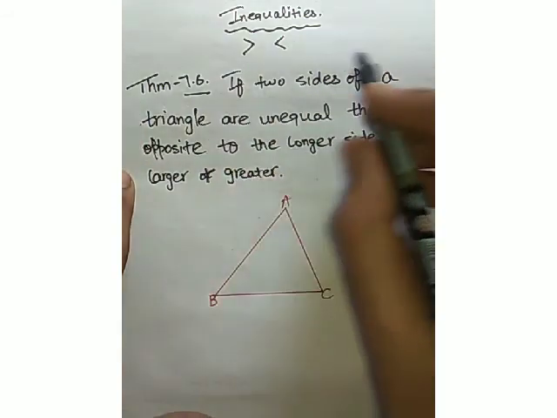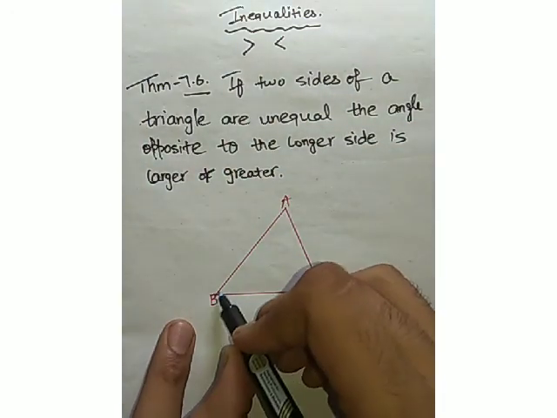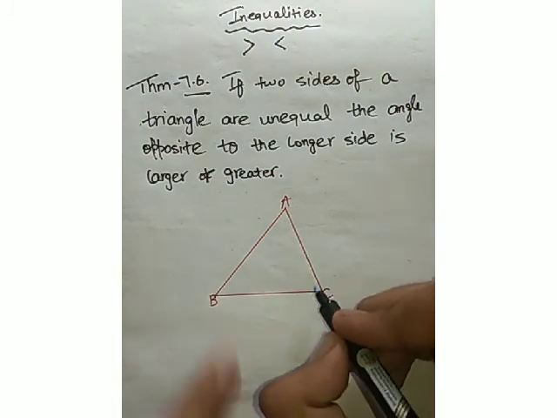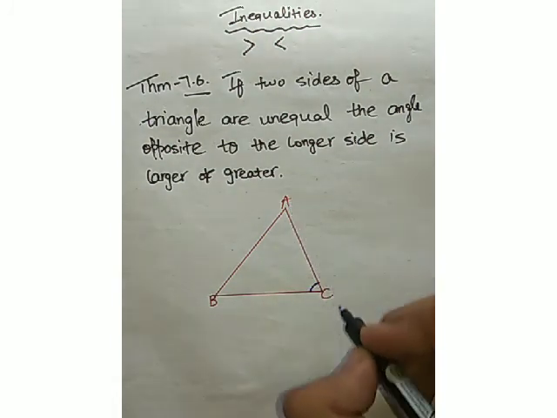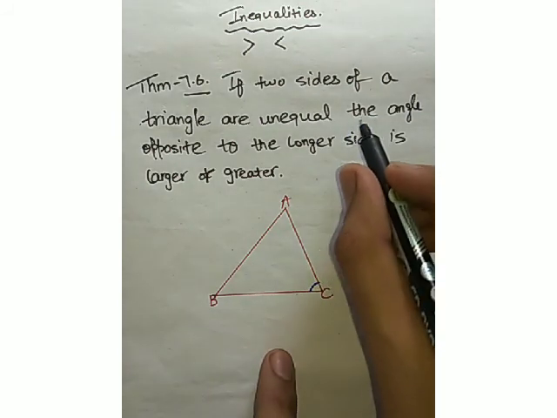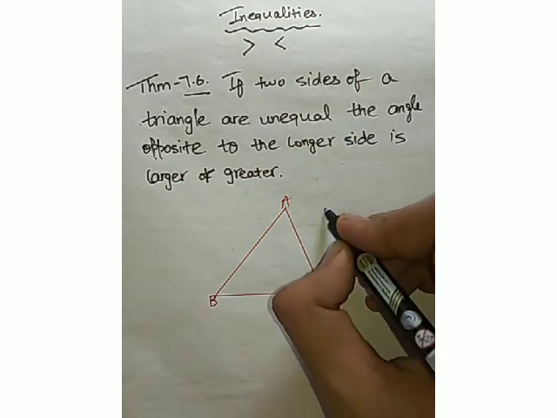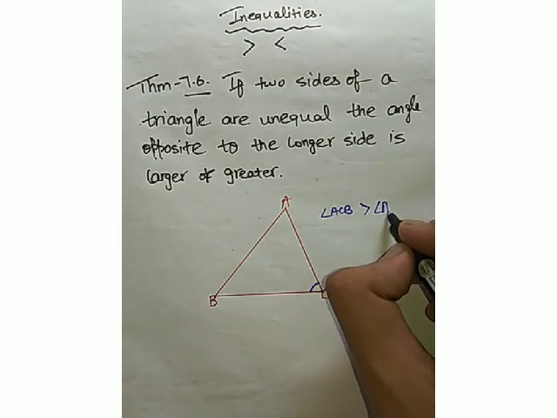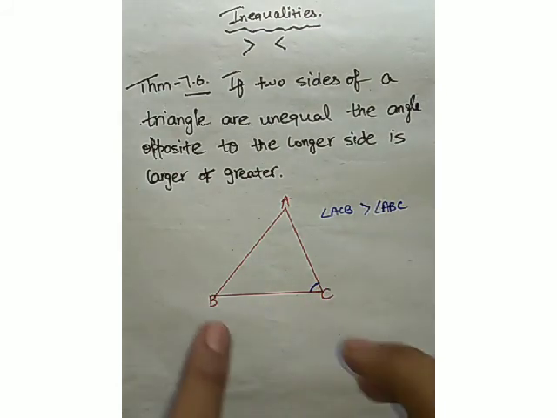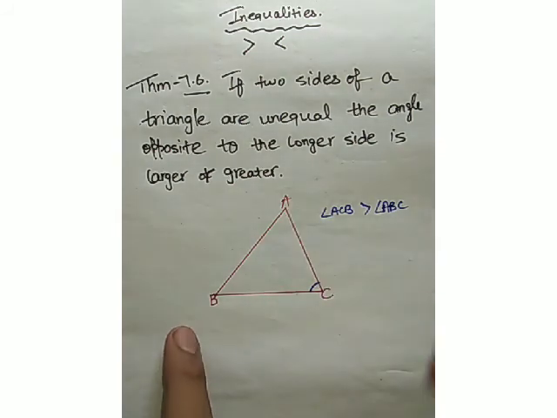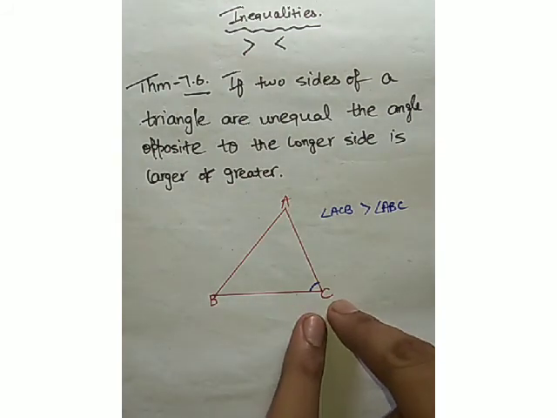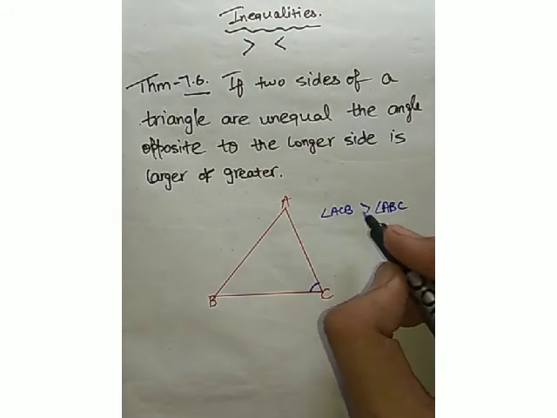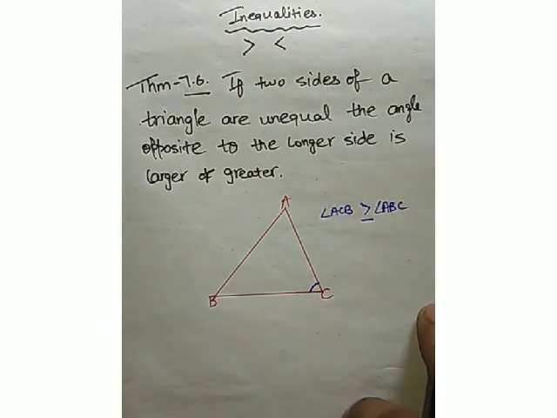Now, according to this theorem, the angle opposite to the longer side, now this is the longer side and the angle opposite to it is angle C, or you can say angle ACB. According to the theorem, angle ACB is greater than angle ABC, or angle ACB is greater than angle BAC. It's larger or greater, it means it is larger than the rest two angles. All right, so this was the statement of theorem 7.6.